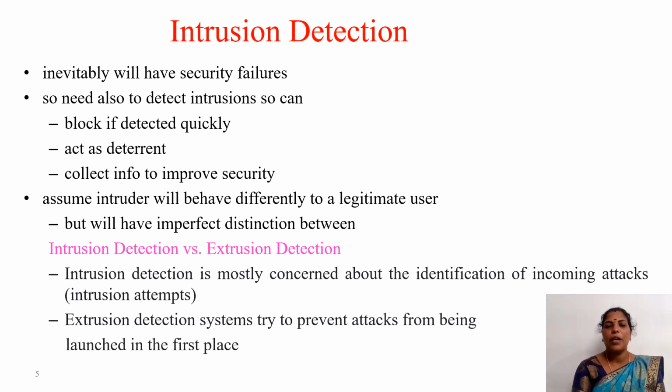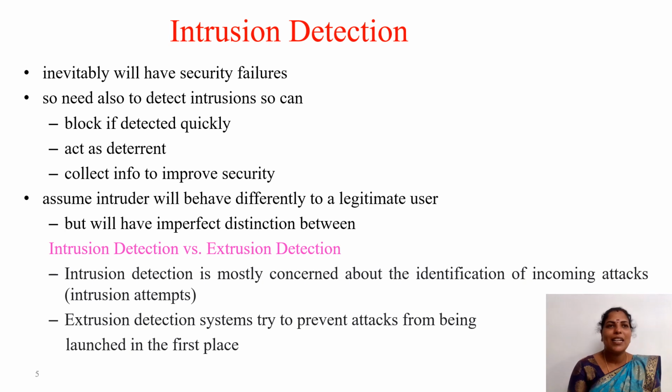We are assuming the intruder will behave differently from a legitimate user. Actually, the intruder won't say, I am an intruder, open everything and give it to me. They don't ask. They come and access everything as a legitimate user. They may follow some different things, but they act as a legitimate user. So detecting the intrusion is very difficult because the behavior is similar to that of a normal user, but it is an intrusion. We have an imperfect distinction between them, but we can still categorize it.